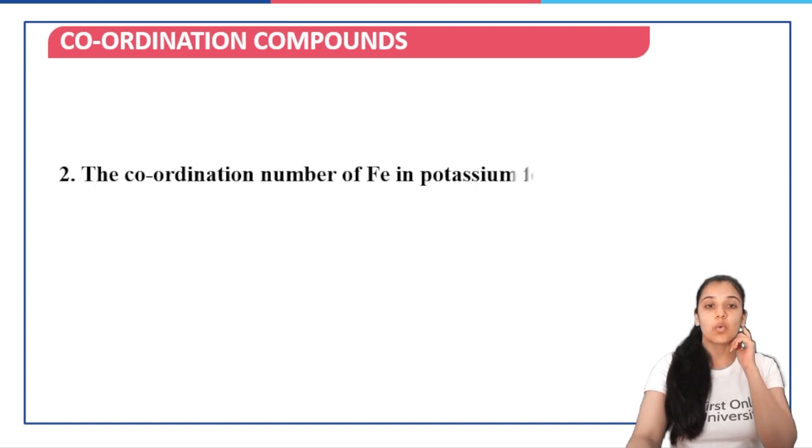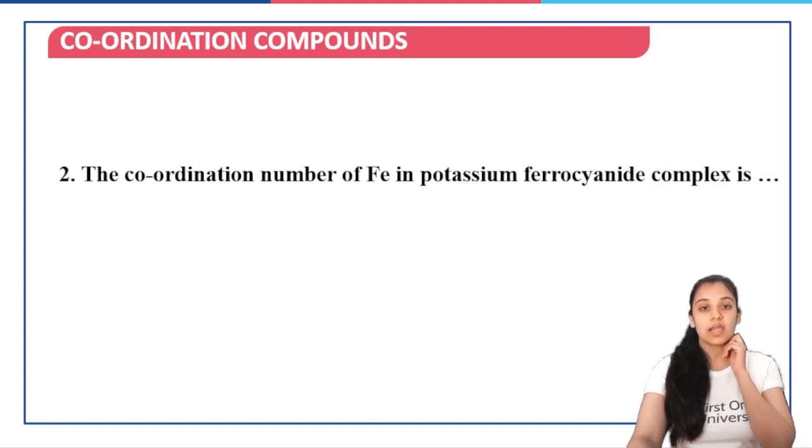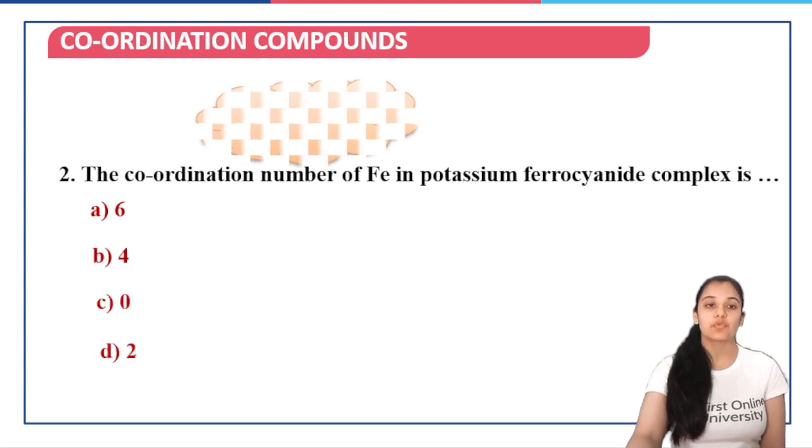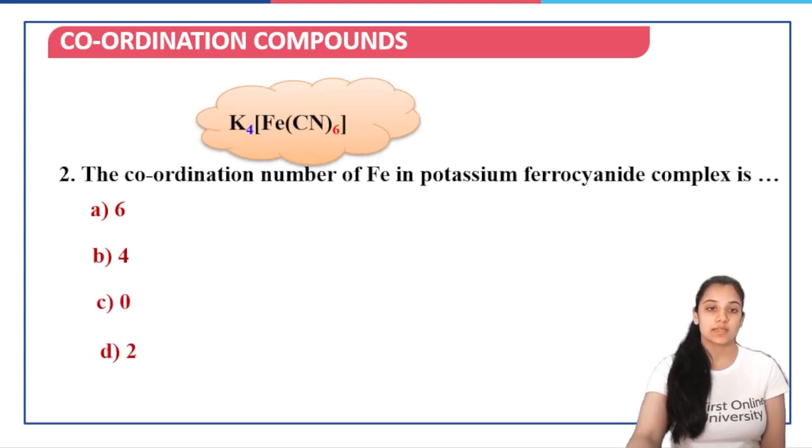Next is the coordination number of iron in potassium ferrocyanide complex. So you have to write down the structure first of all. So potassium ferrocyanide has the formula K4[Fe(CN)6]. Now here, the number of coordinate bonds is equal to 6 because there are 6 ligands. So the coordination number will also be equal to 6. Therefore, A is the right answer.